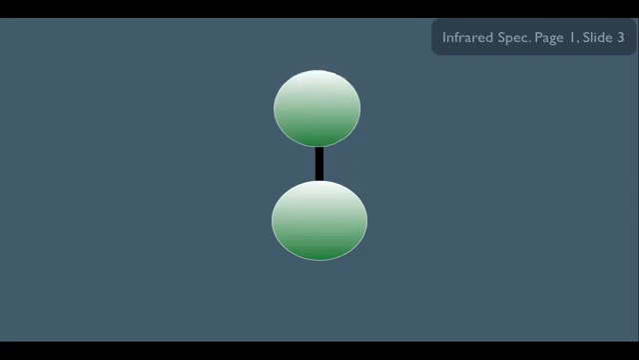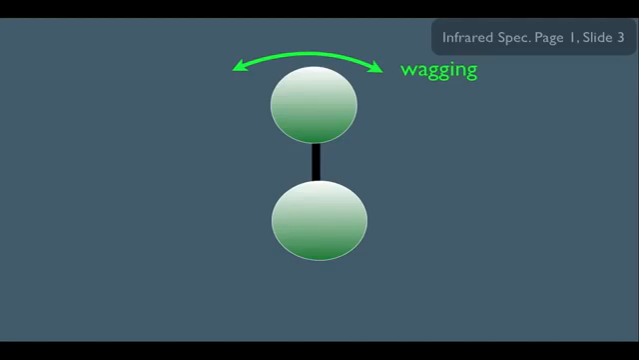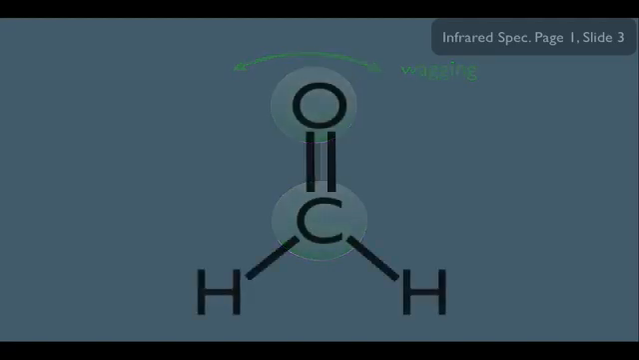It would actually stretch and compress like this, almost as if there is a spring between the carbon and the oxygen. But that's not the only thing this carbonyl can do. It can actually do something like this, move back and forth like this. In organic chemistry, we call that wagging, kind of like the tail of a dog. So this is the reality of the carbonyl group in formaldehyde.